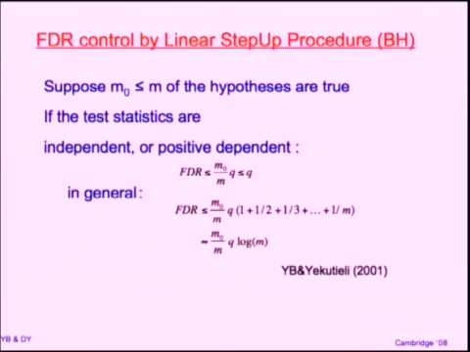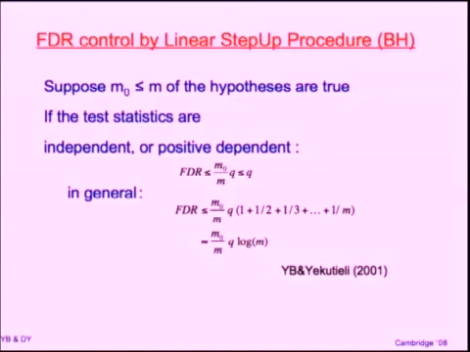What about the control by the linear step-up procedure, the BH procedure? Suppose m0 of the m hypotheses are true. If the test statistics are independent or positively dependent, the FDR is controlled by this method at m0 over m times q, which is less than or equal to q.